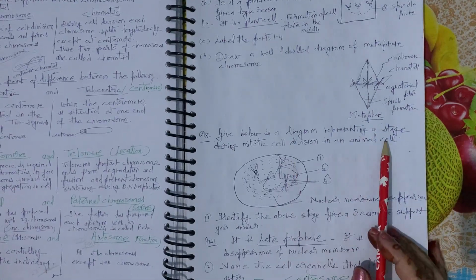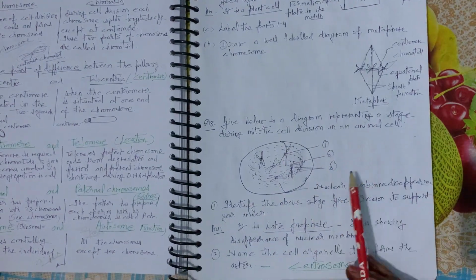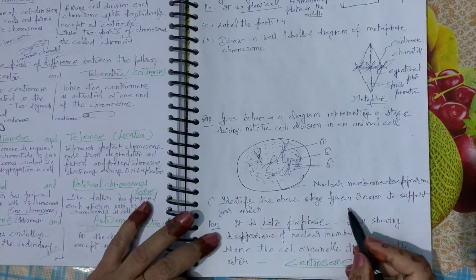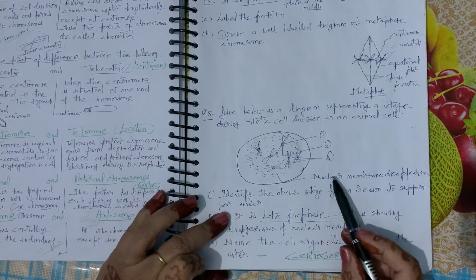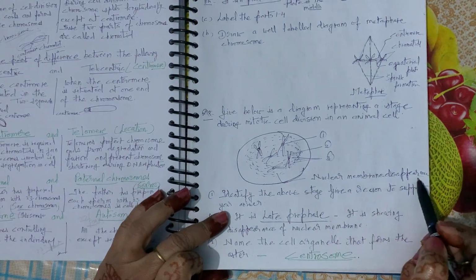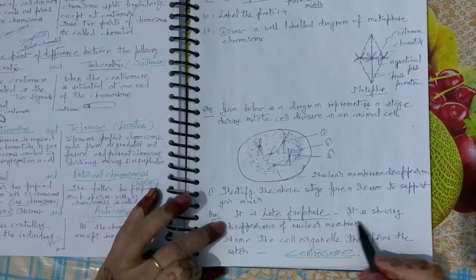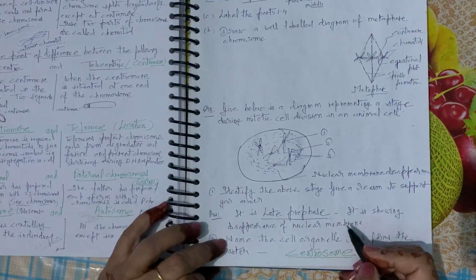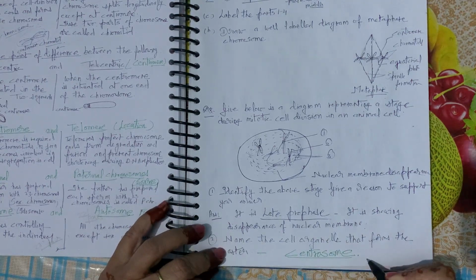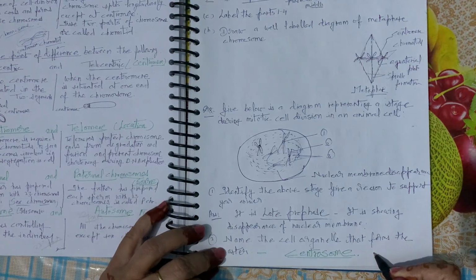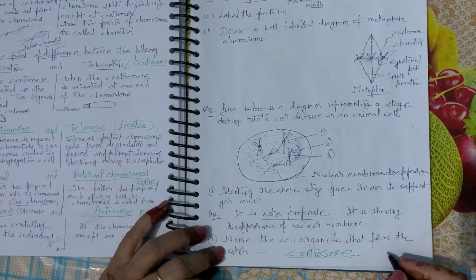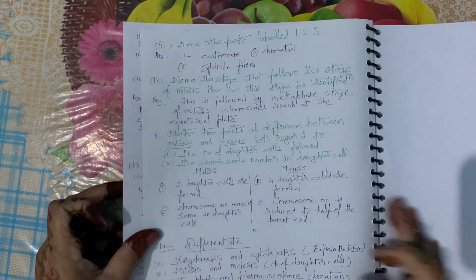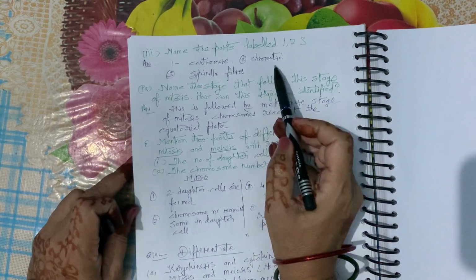Now given below is a diagram representing a stage during mitotic cell division in a cell. Now identify the above stage and give a reason in support of your answer. See this, as here you see nuclear membrane disappearing, means it is the late prophase. It is showing disappearance of nuclear membrane, means it is a late prophase. And name the cell organelle that forms the astral rays, that is the centrosome. जो इसमें ये astral rays जो होते हैं, astral body के द्वारा astral rays form होती हैं जो कि centrosome में present होती हैं. Now here name the parts labeled: centromere, chromatid, spindle.